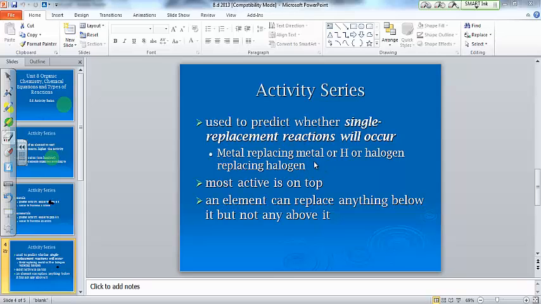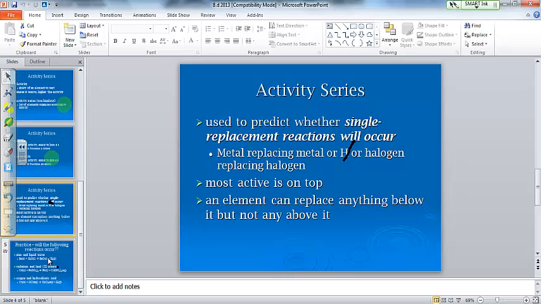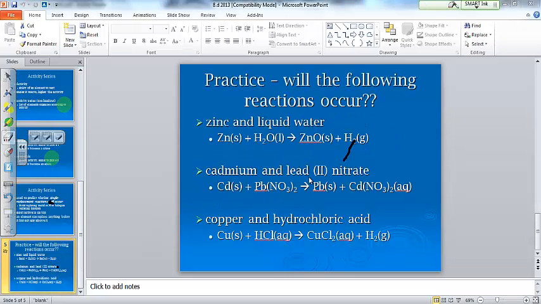And to see if the reaction will occur or not, you're either looking for a metal replacing a metal or hydrogen. That's one option. Or you're looking for a halogen replacing a halogen. So we're dealing with single replacements. Again, most active is on the top. It can replace anything below it, but not anything above it. Now I realize that sounds totally foreign, so let me give you some samples and we'll try to see if we can figure it out.